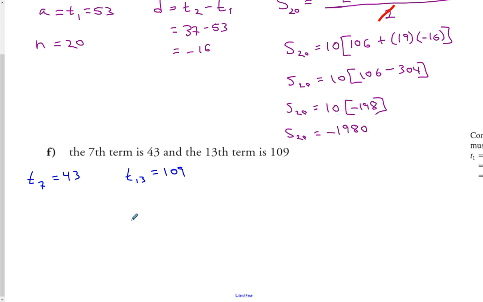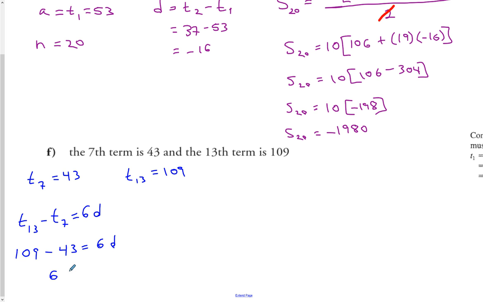You might be tempted to say there's 7 jumps. You got to be careful. There's actually just 6. So 6 times the difference between the two gets us from one to the other. So we're starting at term 7. We jump once to get to term 8, 9, 10, 11, 12, 13. Okay, so we got 6 jumps. We add our common difference 6 times to get us from one term to the next. So we're going to say if we take the 13th term and subtract the 7th term, the difference between those two is 6 jumps. So our 13th term is 109. Our 7th term is 43.